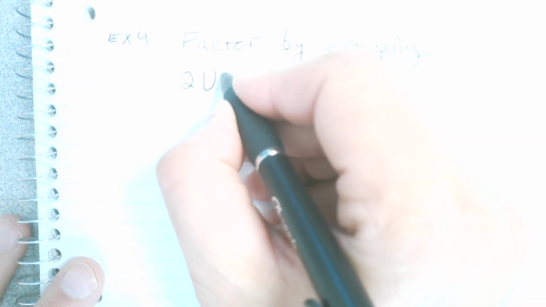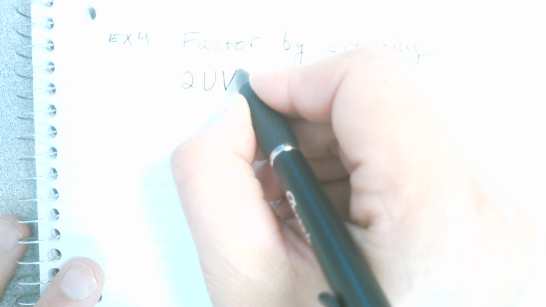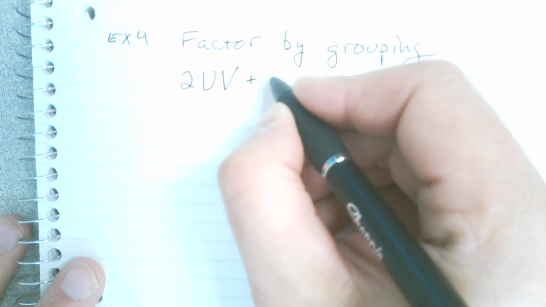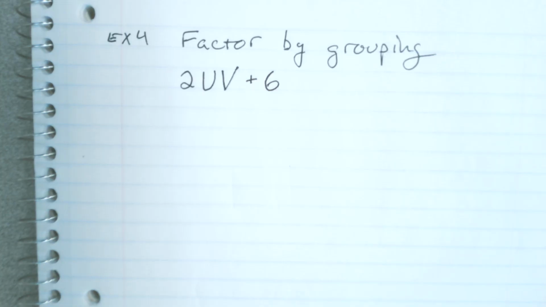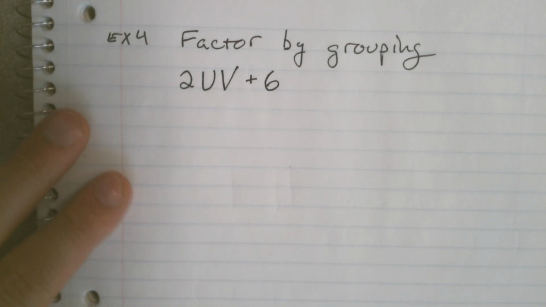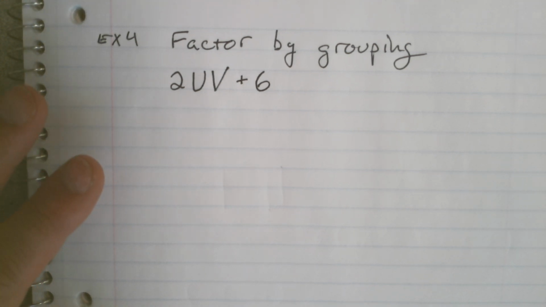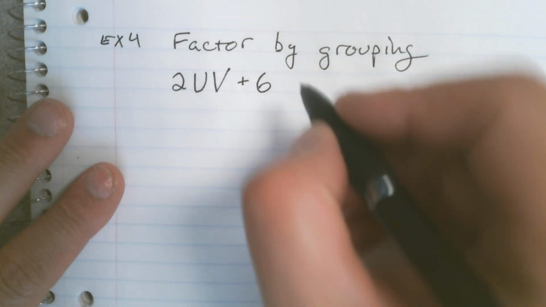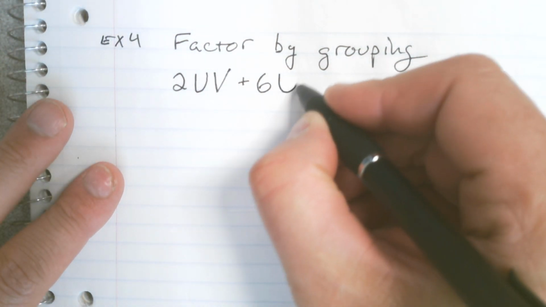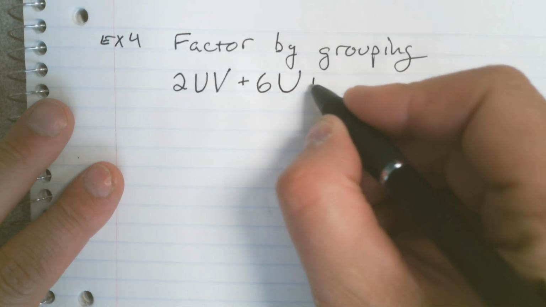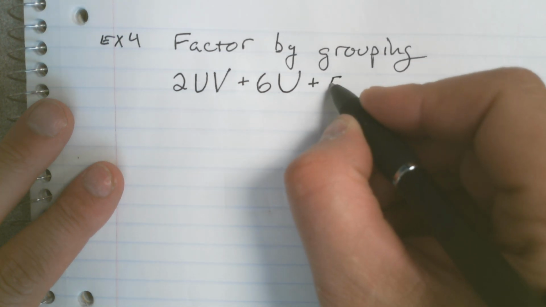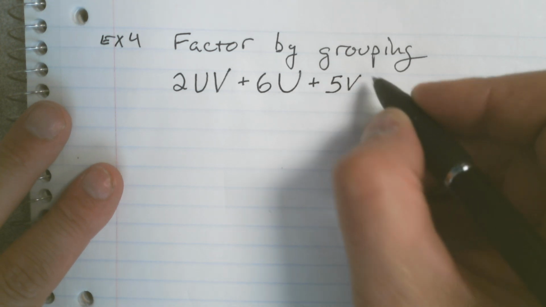All right, that's a U. That is a U. That is a V. It'll come back, don't worry. See? It's like magic, it's mathemagic. 6U plus 5B.